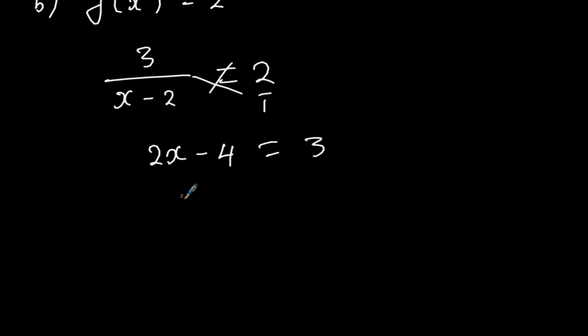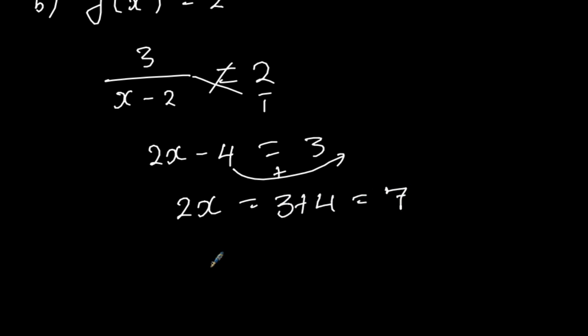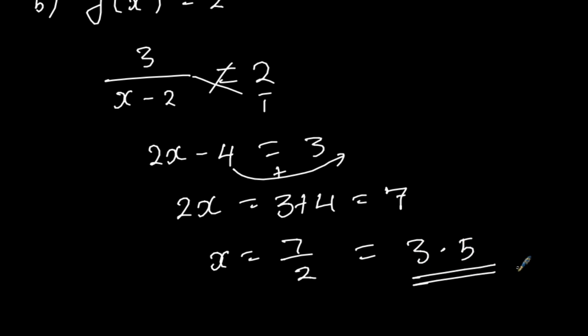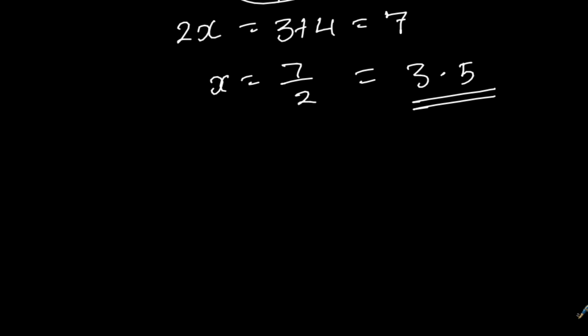So that will be 3 equals 2x minus 4. Take the negative 4 to the other side and it will become a positive 4. So it will be 2x equals 3 plus 4, which is 7. So divide both sides by 2. We shall get x equals 7 over 2, which is the same as 3.5, our value of x for part B.